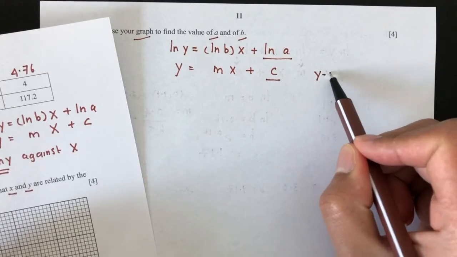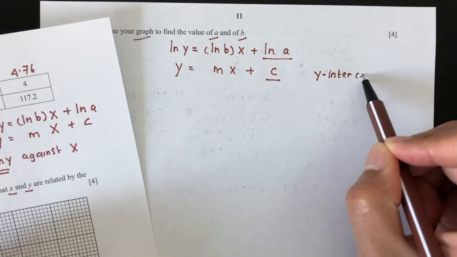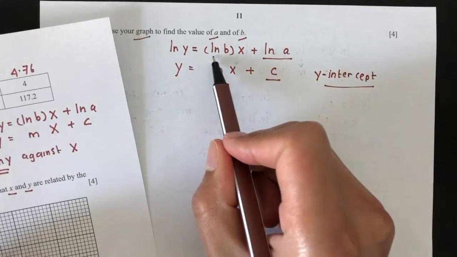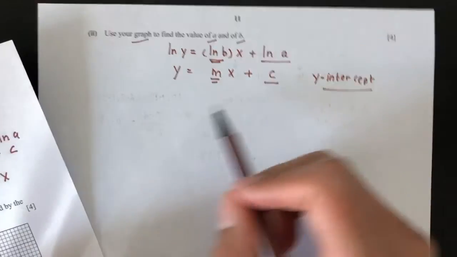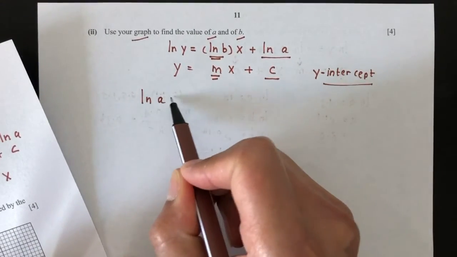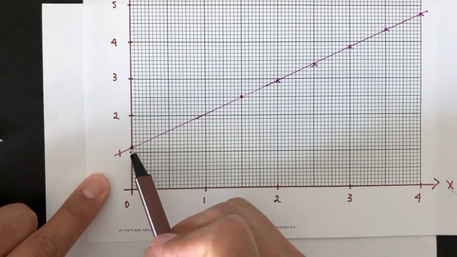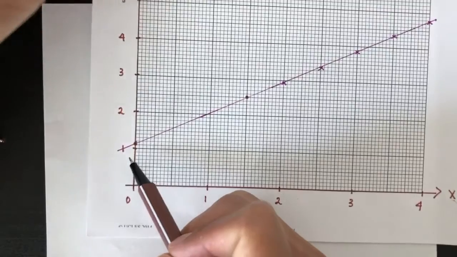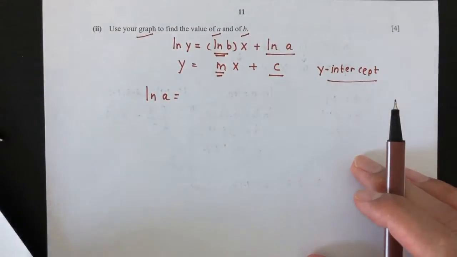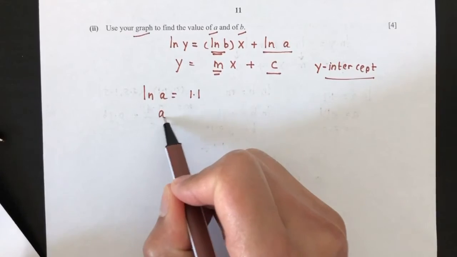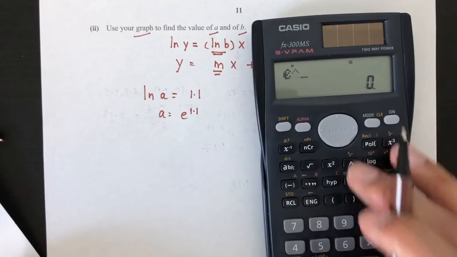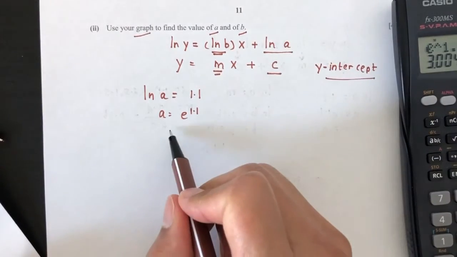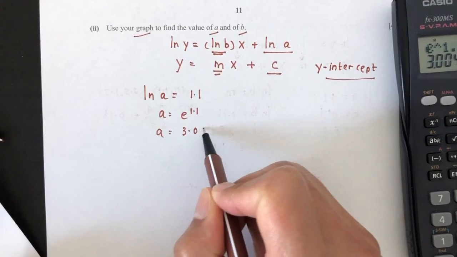So what does y-intercept mean? It means where your curve cuts your y-axis. And ln b = m, which is your gradient. One by one, let's first find ln a, where your curve cuts your y-axis. It cuts the y-axis at the point 1.1. So ln a = 1.1, which means a = e^1.1. Exponential 1.1 should be 3.00. So the value of a is 3.00.